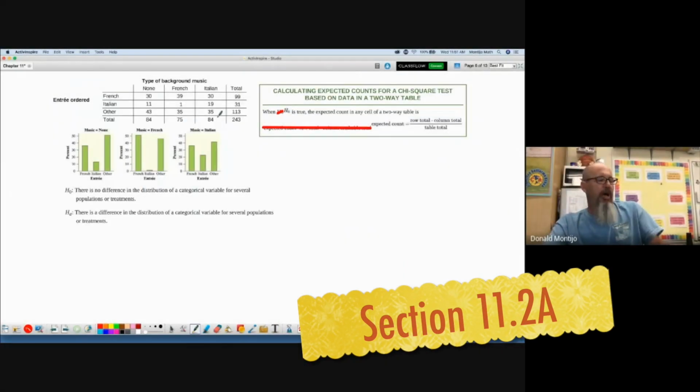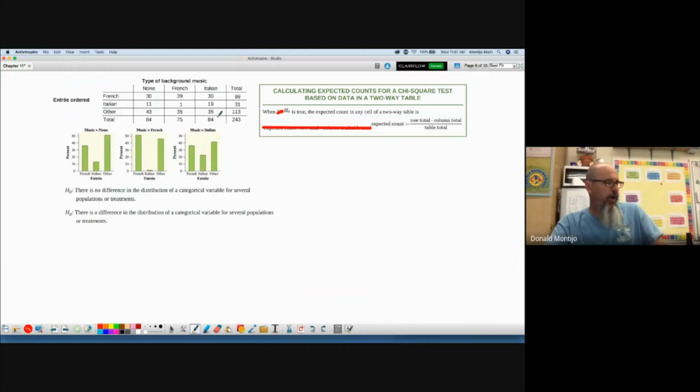Now, categorical variables, however, are not always going to be just one variable. Sometimes we're going to be looking at two-way tables, such as this example that we have up here. So what the restaurants wanted to know was, depending on what type of music we play at the restaurant, does that have any effect on what the patrons or the customers in the restaurant will order? So can we predict what they're going to order based on what kind of music that we are playing?